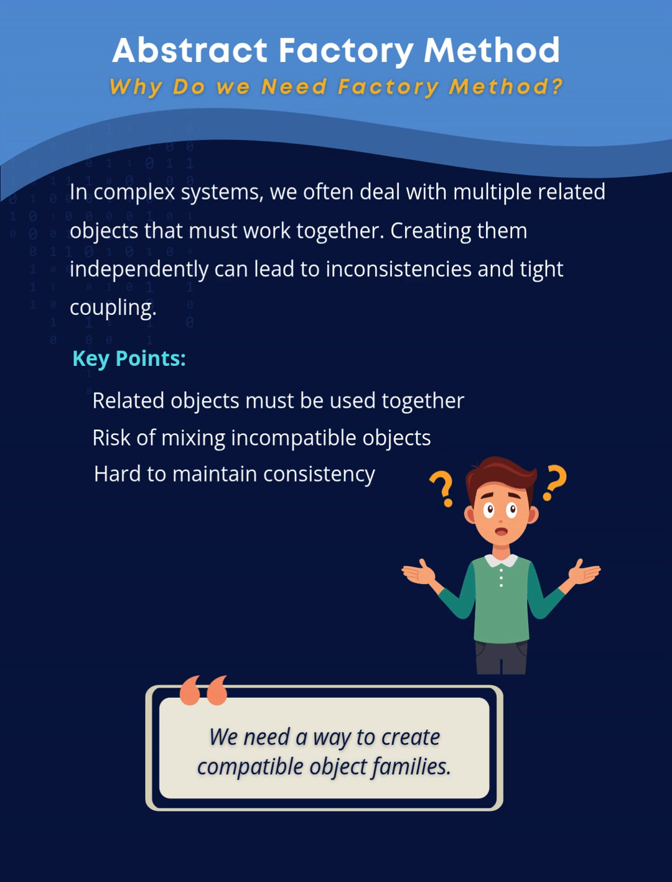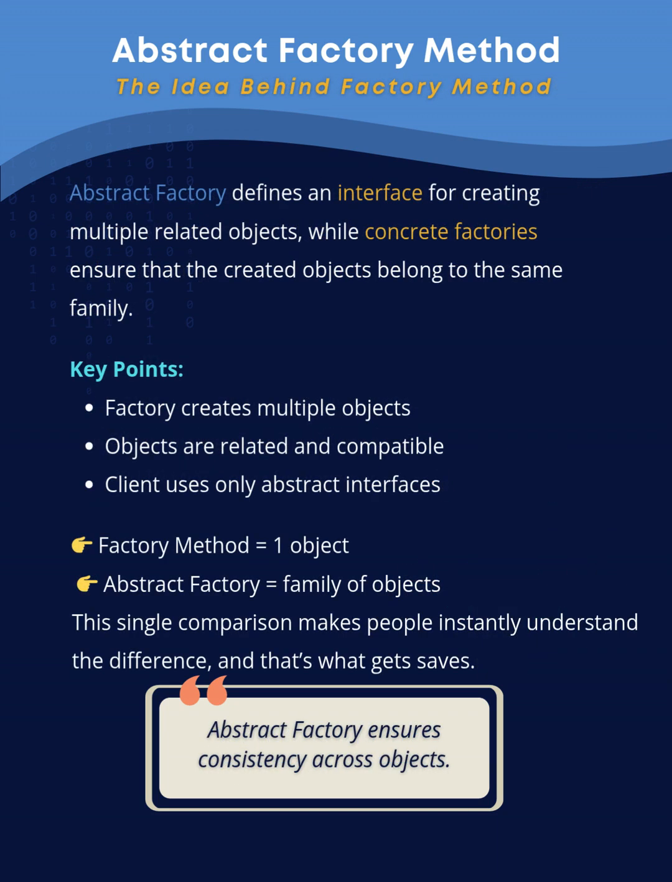Now here's a comparison I want you to burn into your memory. Factory method creates one object. Abstract factory creates a family of objects. That single distinction is what makes this pattern so powerful and so frequently misunderstood in interviews.